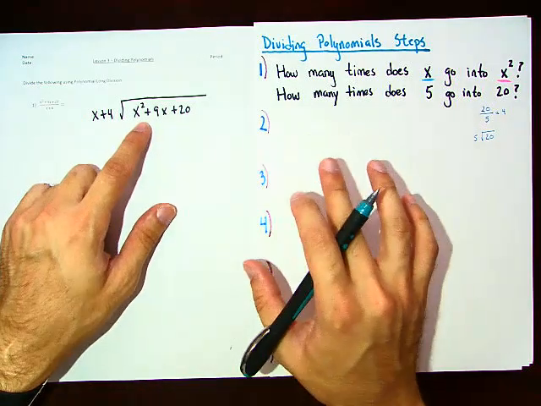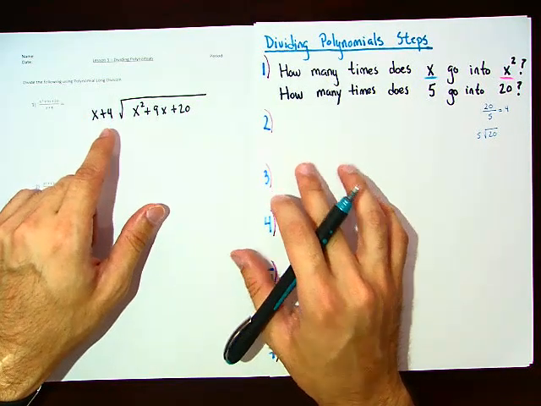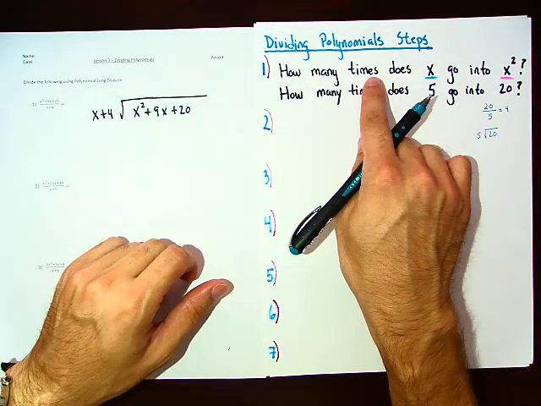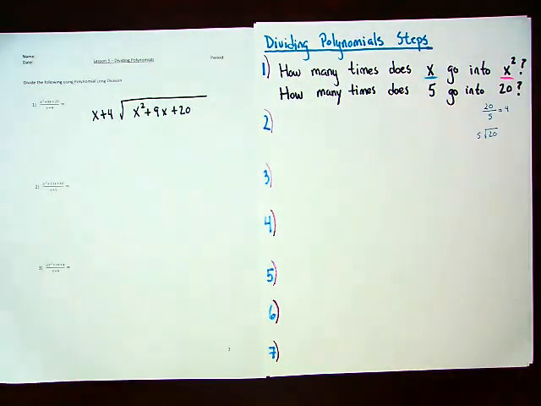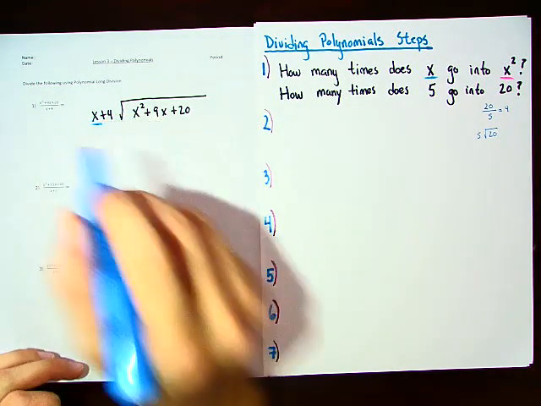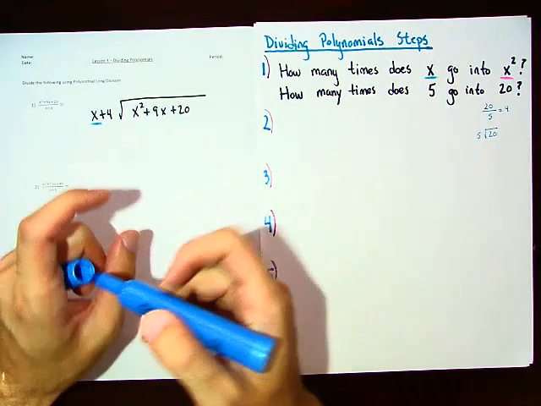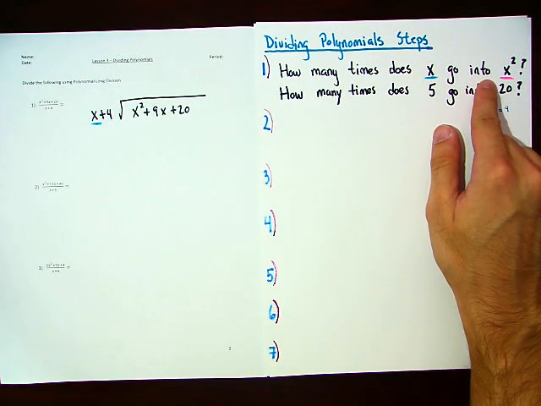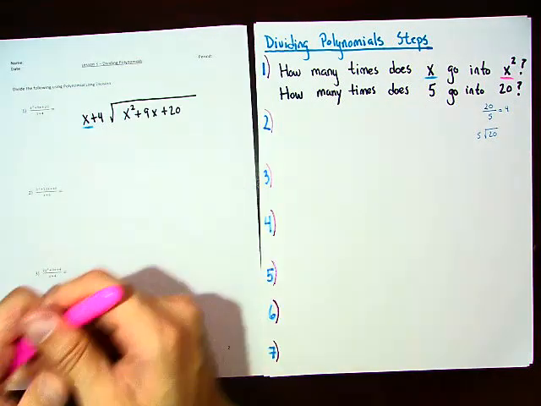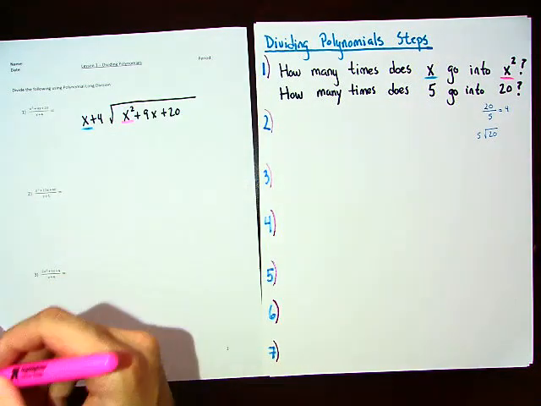So the first step we're going to do, and we're going to repeat this a lot, is say how many times does x, and when we're talking about x, we're talking about this x over here. How many times does this x go into x squared? Which x squared are we talking about? We're talking about this x squared. So how many times does x go into x squared?